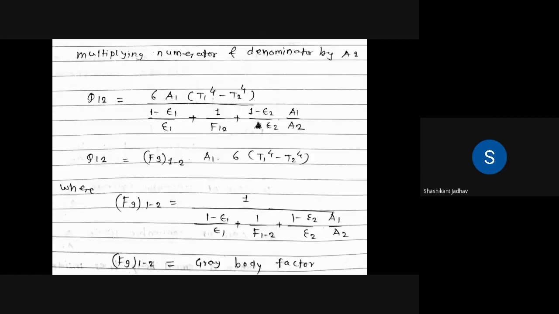Then add on the next slide. Okay, write on: multiplying numerator and denominator by A1. Okay, by what are we going to multiply the numerator and the denominator? We are going to multiply by A1.